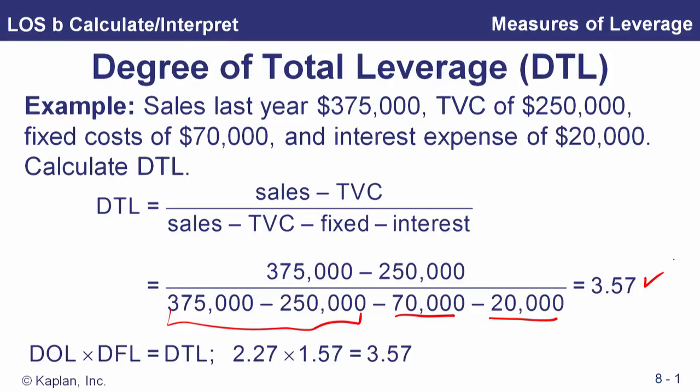And since we used the same numbers here, we could have gotten to the same place by just multiplying our DOL, which we calculated as 2.27, times our degree of financial leverage, which we calculated as 1.57, and that gets us to our degree of total leverage.